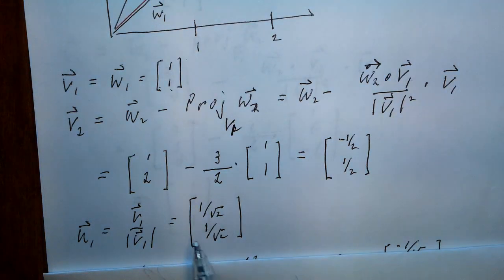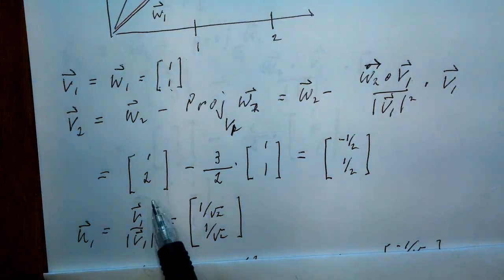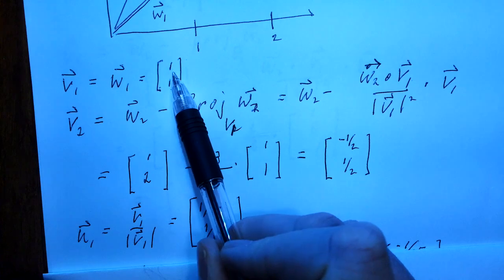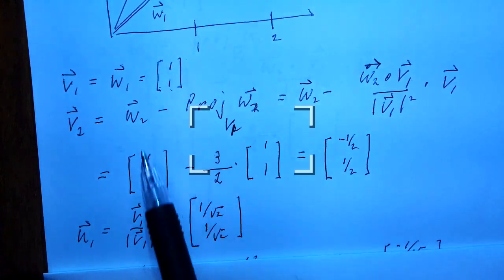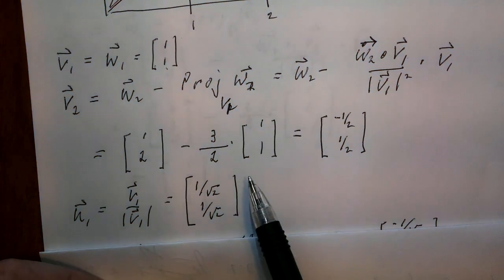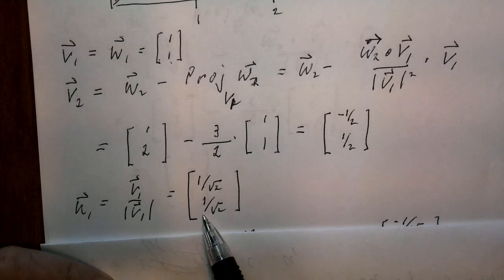Okay? Now we need to take these vectors and normalize them to get an orthonormal basis. Well, U1 is pretty easy. If we take V1 and look at its length, it's root 2, so we get (1/root 2, 1/root 2).